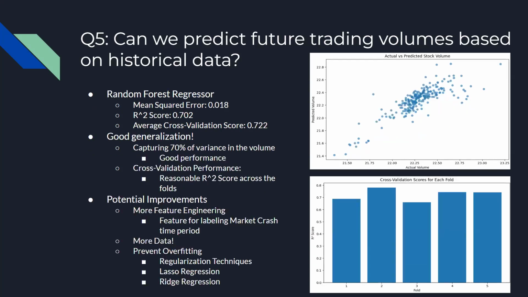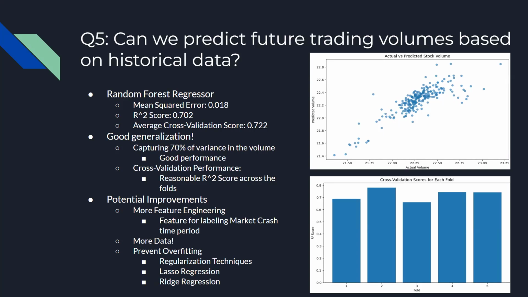Okay, go next. Now we also decided to do random forest regressor, and random forest regressor actually performed considerably better than linear regression across all folds. It has an R-squared score of 0.702, mean squared error of 0.018, cross-validation score of 0.722, and it generalizes pretty well. It captures about 70% of the variance in the volume. Pretty reasonable R-squared score across all the folds in our cross-validation. If you want to take a look on the right, everything's hovering between 0.7 and 0.8.